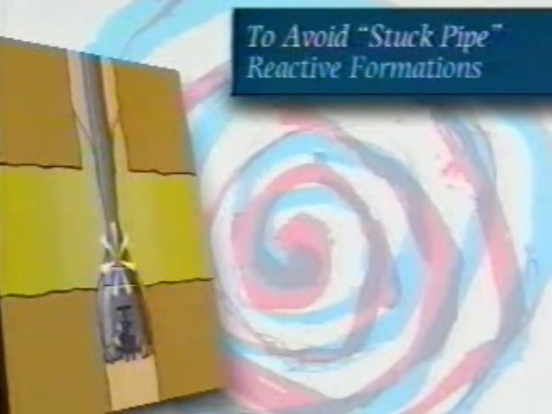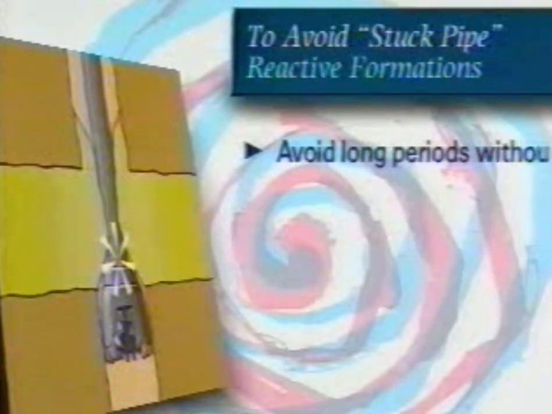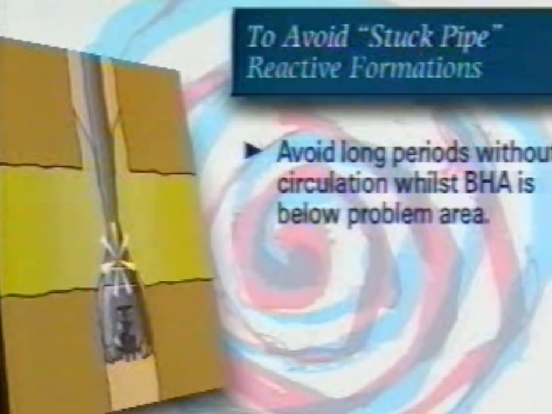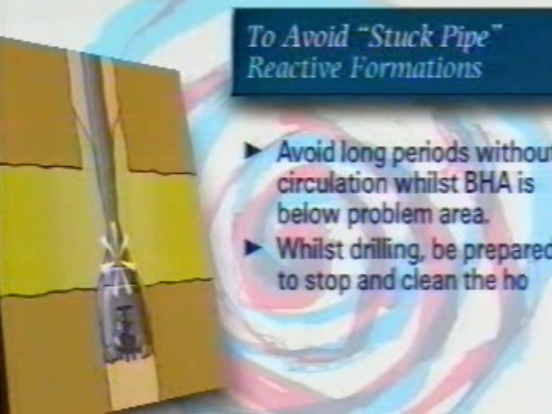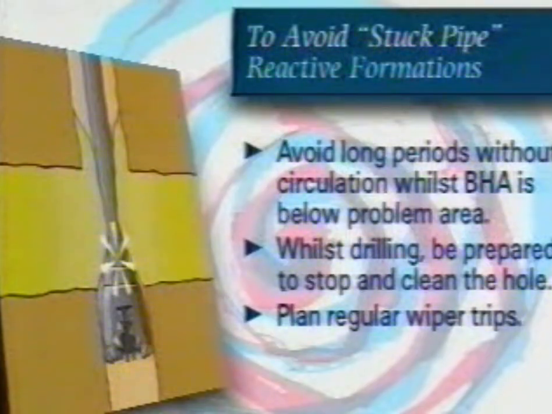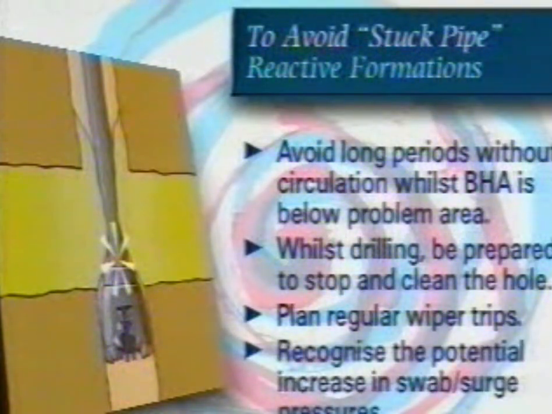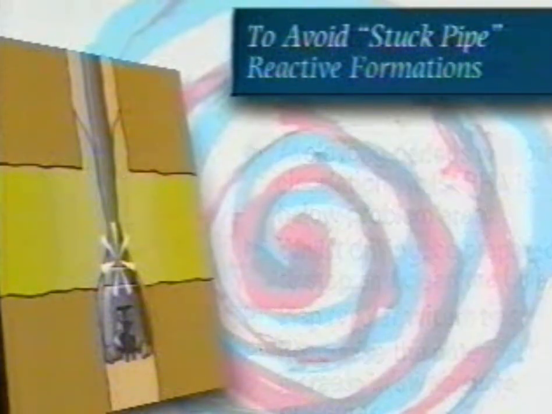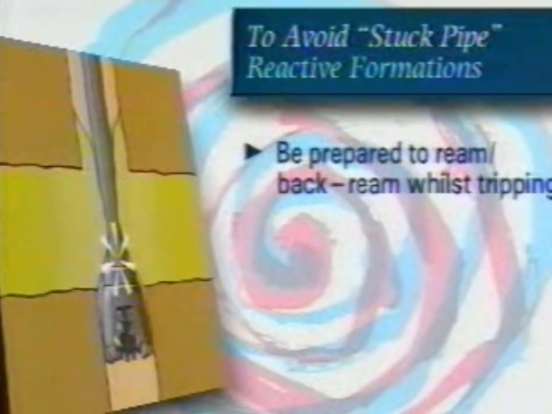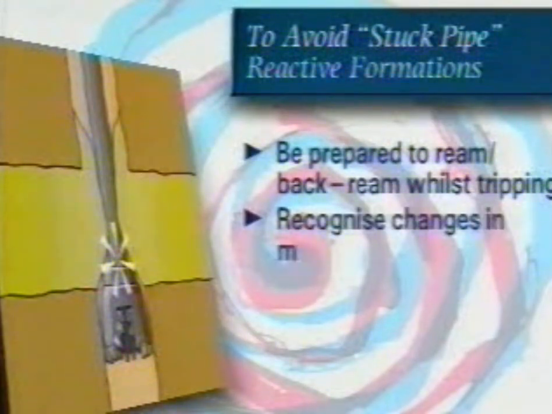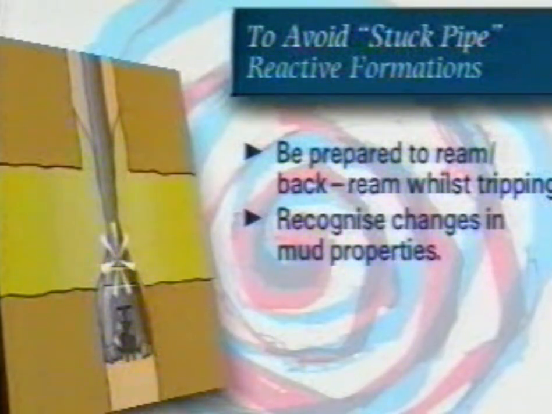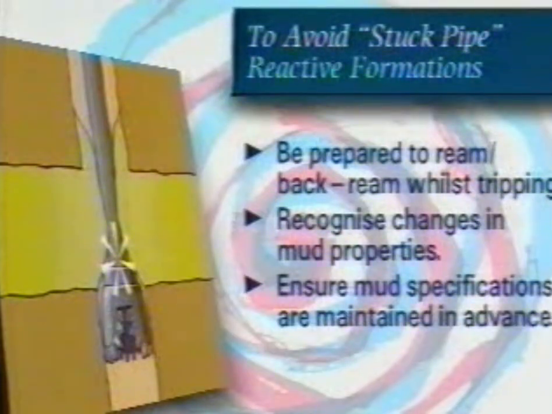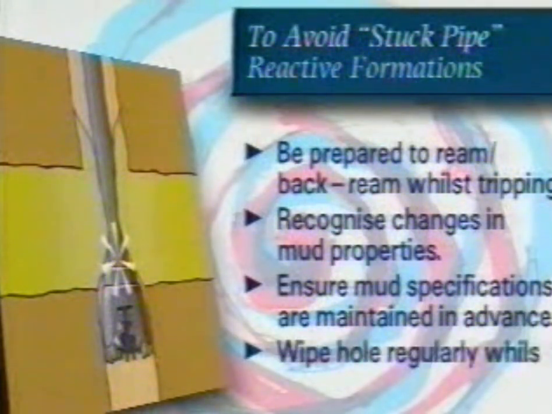To avoid stuck pipe in reactive formations, the following actions should be considered. Avoid long periods without circulation whilst the BHA is below the problem area. Whilst drilling, be prepared to stop and clean the hole. Plan regular wiper trips. Recognize the potential increase in swab or surge pressures. Be prepared to ream or back ream whilst tripping. Recognize any changes in mud properties. Ensure mud specifications are maintained in advance. Wipe the hole regularly while drilling.